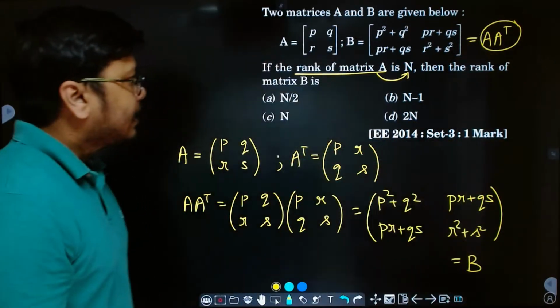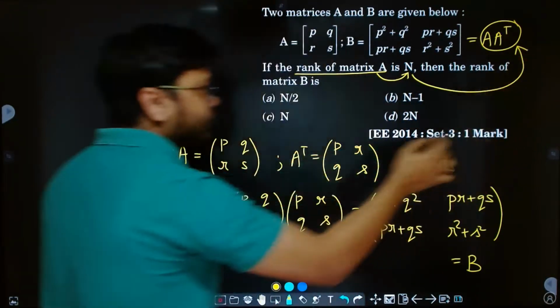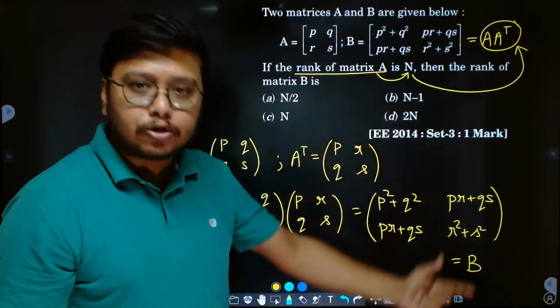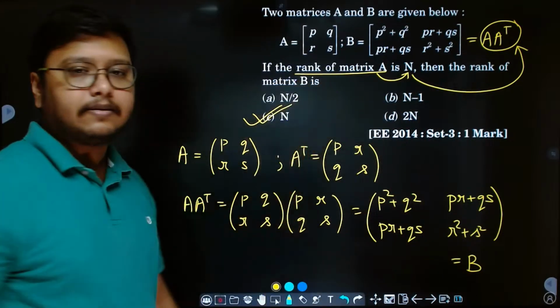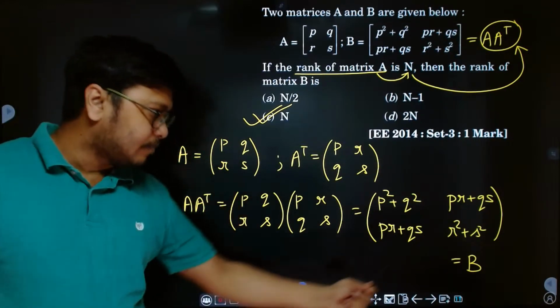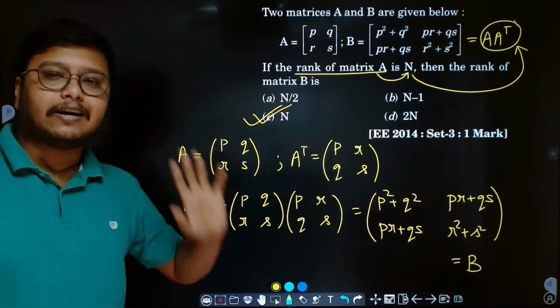Now we know rank of A is n, so rank of A transpose will also be the same, that is n, so that means option C. So just this observation was important, that B is created with A into A transpose.